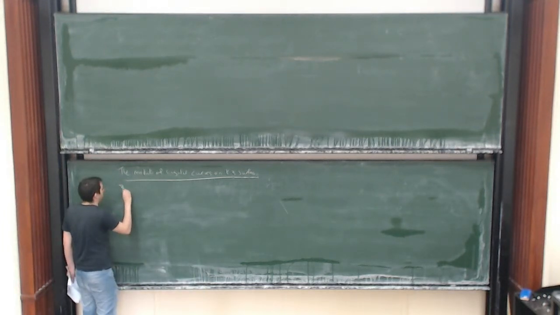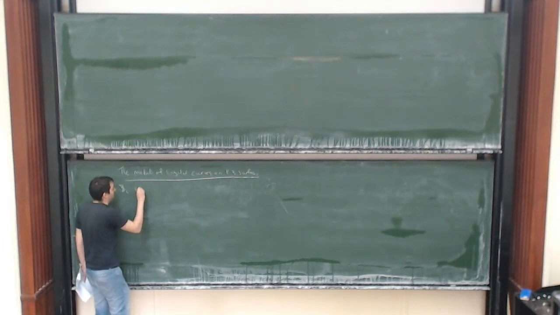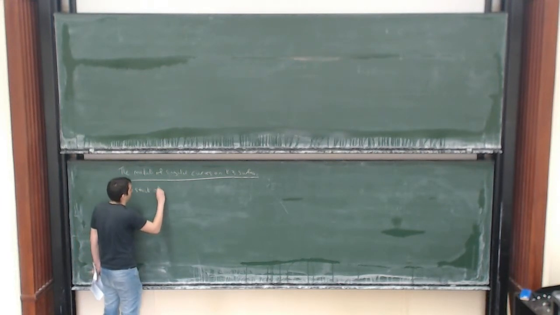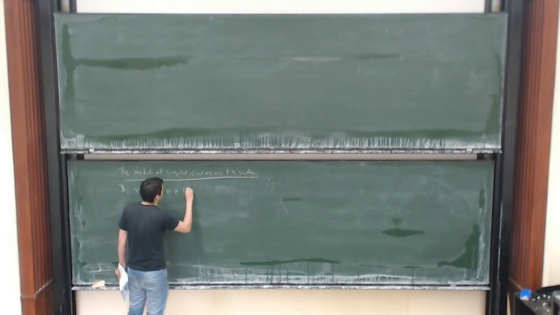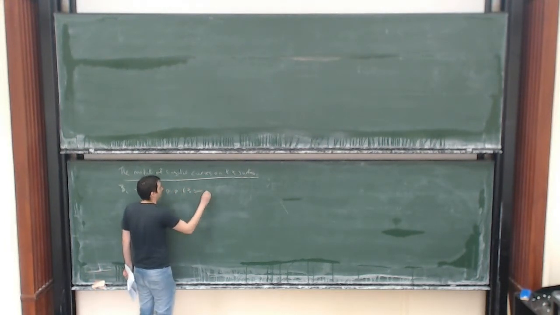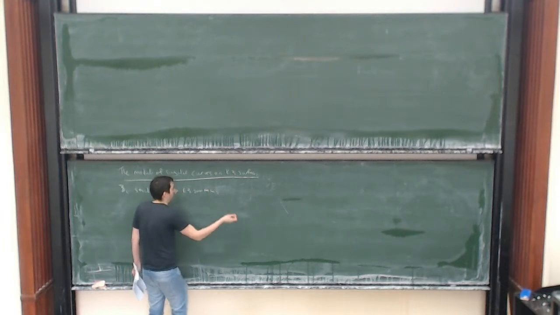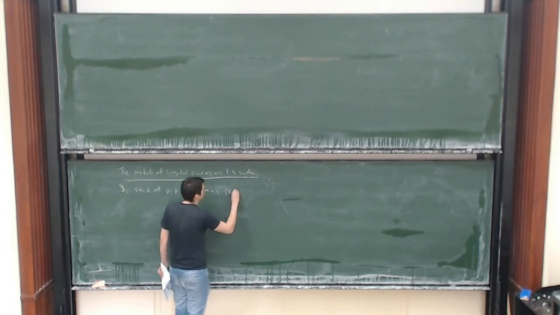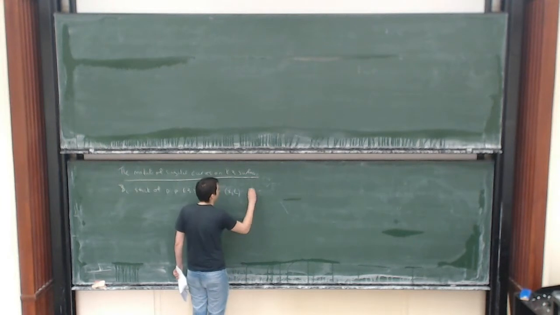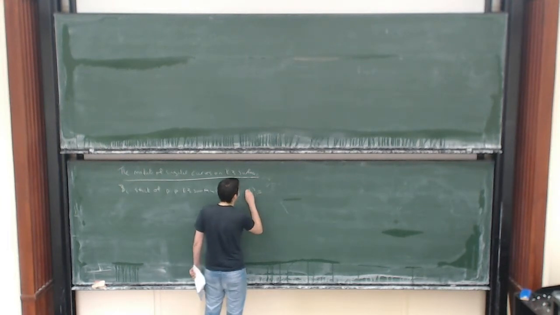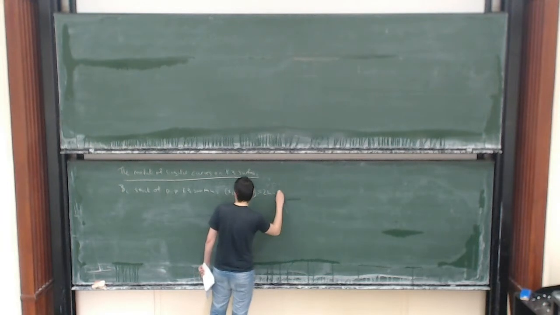To fix the notation, I will let B_H be the stack of primitively polarized K3 surfaces (X, L), where L squared equals 2H minus 2.